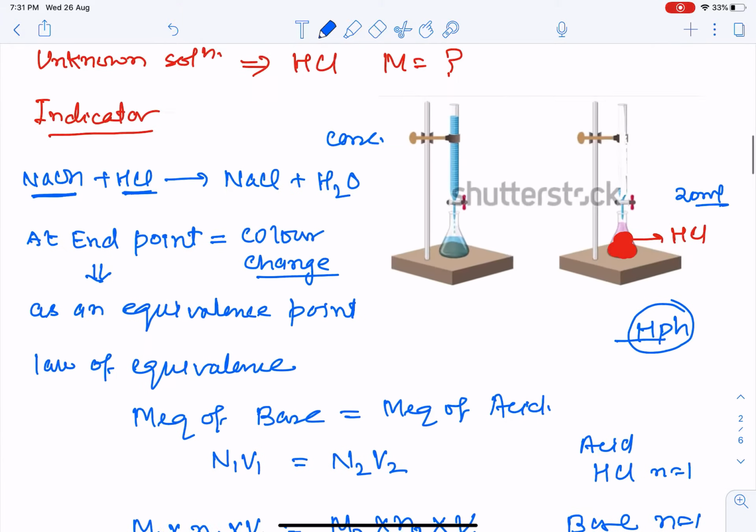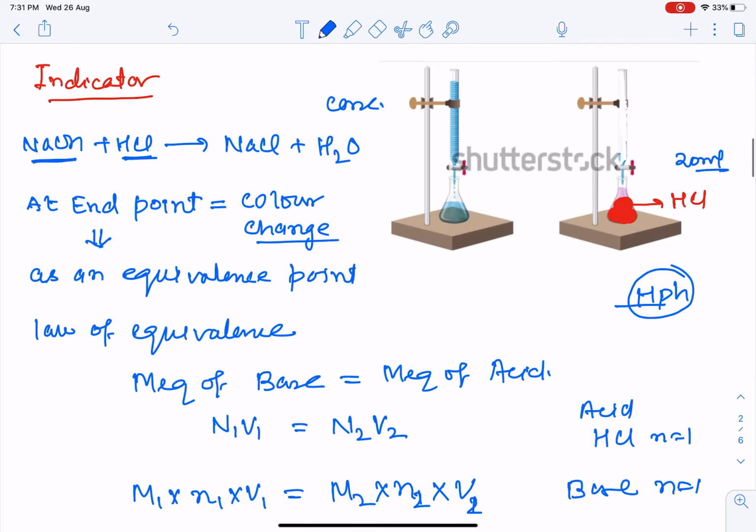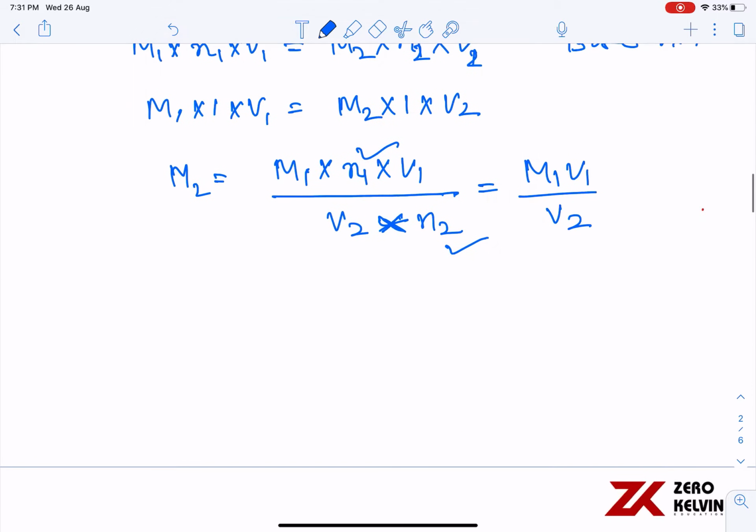Now the second one is redox titration. This was the first. Now let's start with the redox titration. So we are coming to the second part, redox titration.